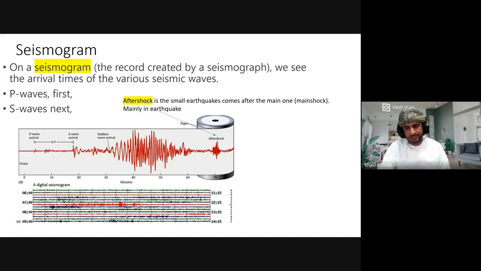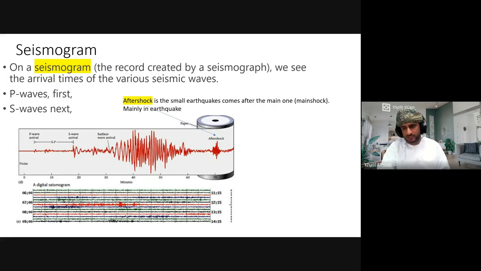And later, we'll see the surface waves arriving. The first surface wave is a Love wave, and then we have the Rayleigh wave. So this is probably the Love wave, and later on after that time, we have the Rayleigh wave.